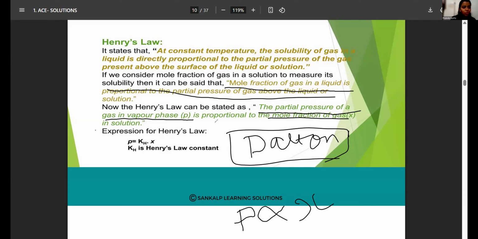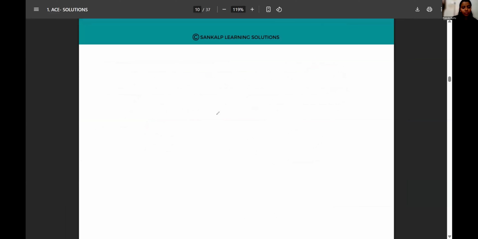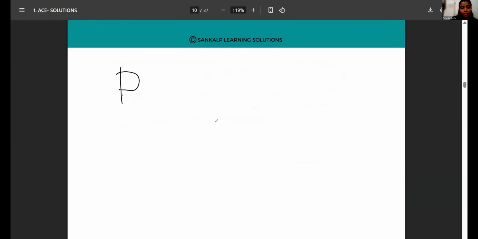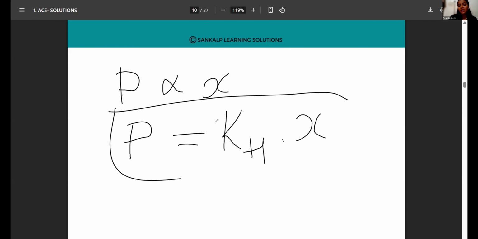Let me write this in a new page. Initially, partial pressure was directly proportional to mole fraction, right? As it is Henry's law, this proportionality symbol was replaced by a proportionality constant, or Henry's constant, called KH. So P equals KH into X. This is the standard Henry's law. So please remember this, it is important.